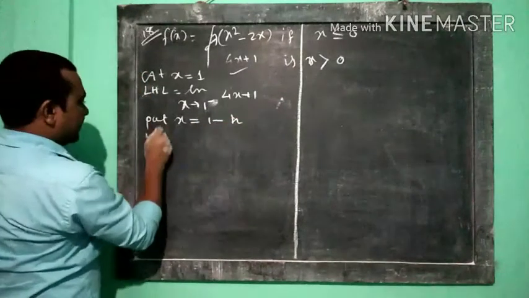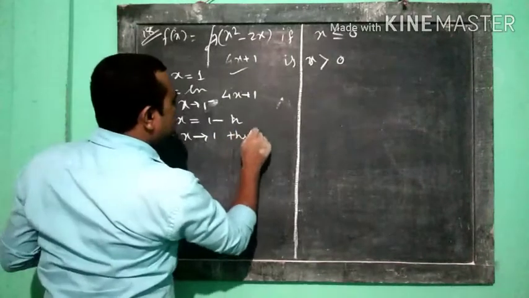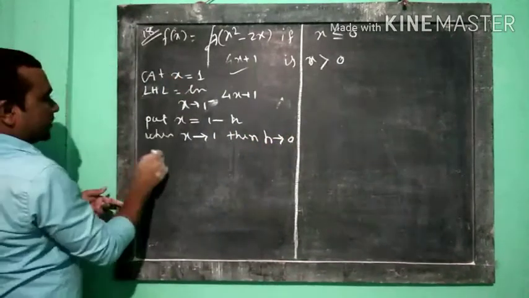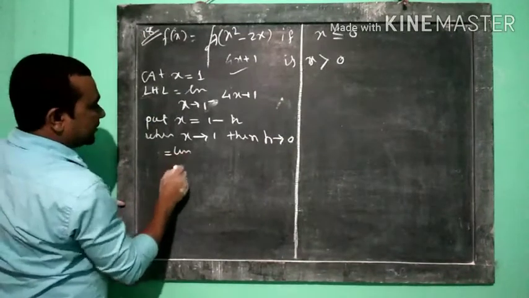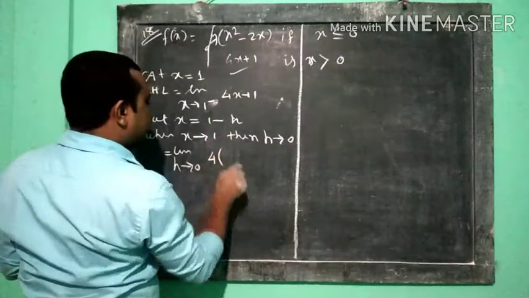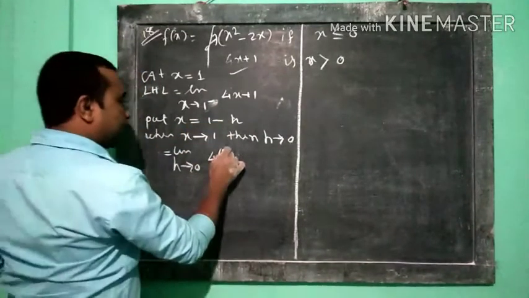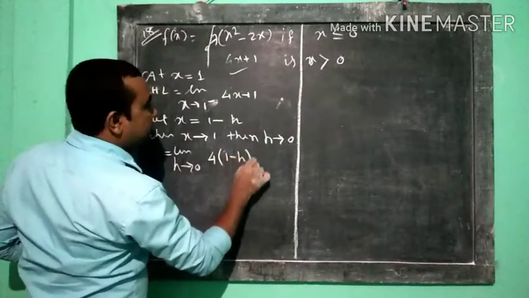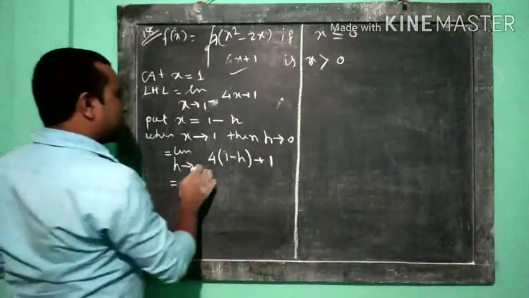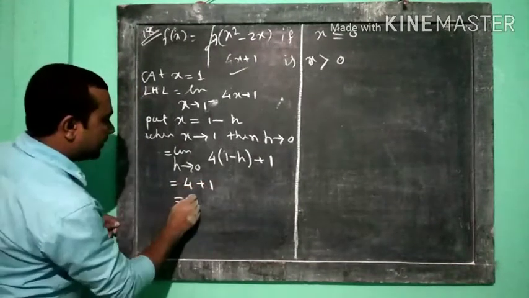Then when x tends to 1, h tends to 0. In this equation, this is equal to limit h tends to 0, 4 times x, where x is replaced by 1 minus h, plus 1. If we put h equal to 0, then 4 plus 1. This is equal to 5.